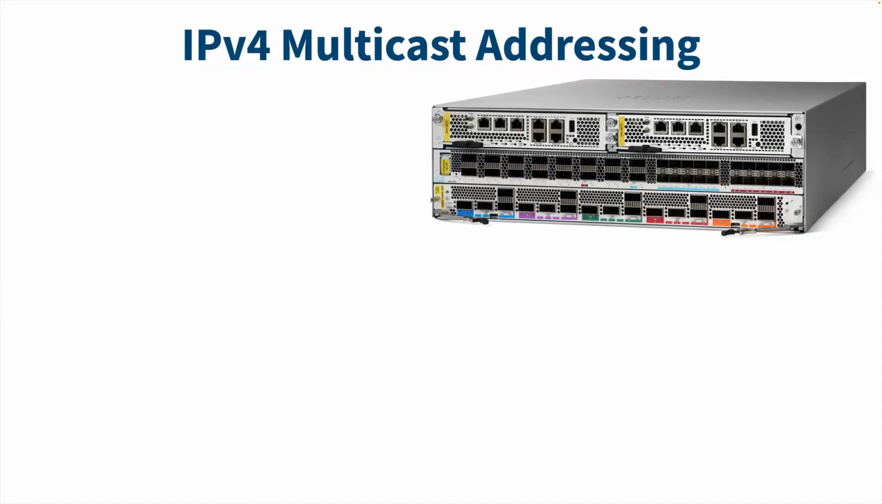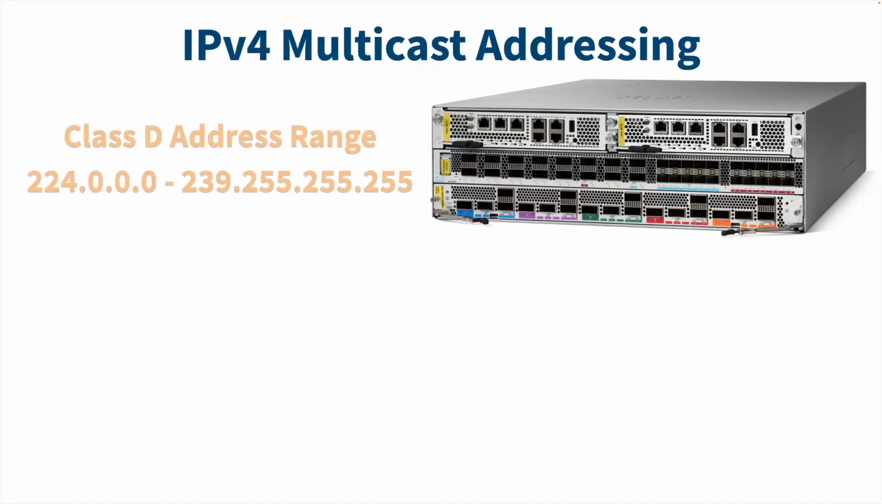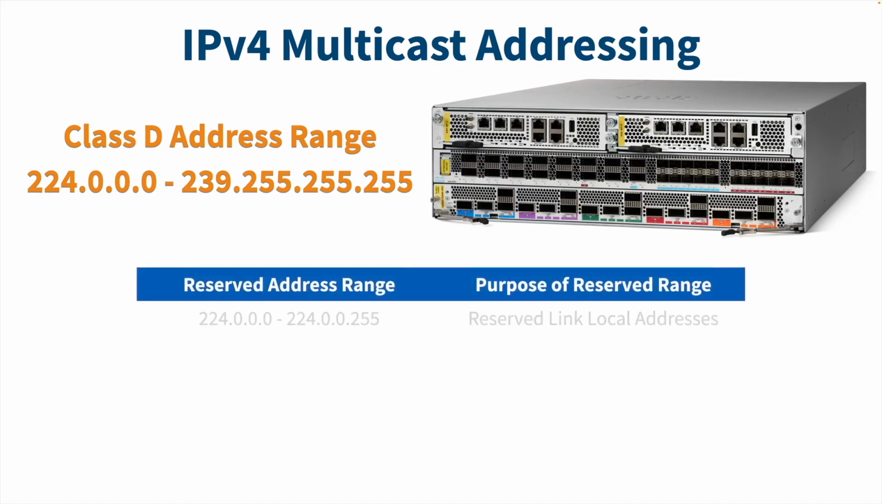In the IP version 4 world, a multicast address is a Class D IP address. And a Class D IP address has its first octet in the range of 224 through 239. And in this video, we want to take a look at some classifications of IP version 4 multicast addresses that lie within this range. Let's begin with a reserved link local address.